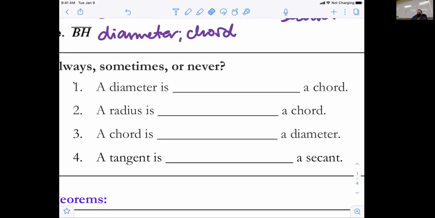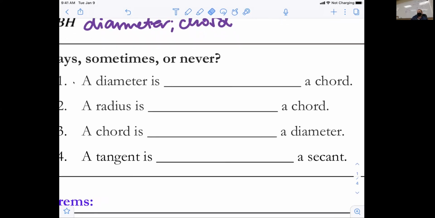So let's do it. Okay, first one, a diameter is blank a chord. Is that sometimes, always, or never true? Sometimes. Can I move to always or never? I'm going to say it's always. Why is always true? Why is the diameter always a chord?